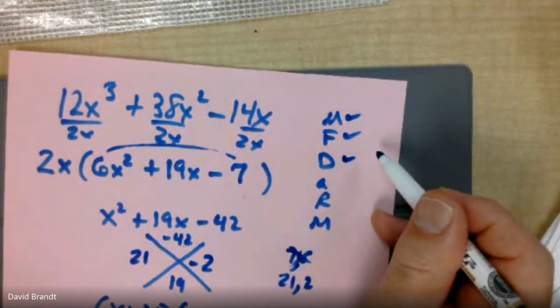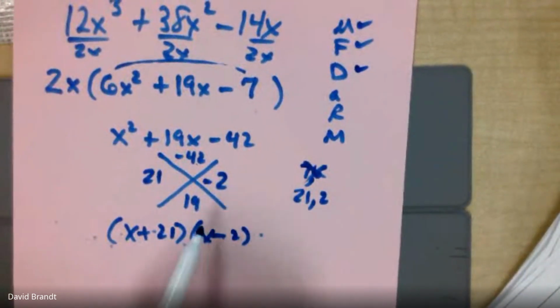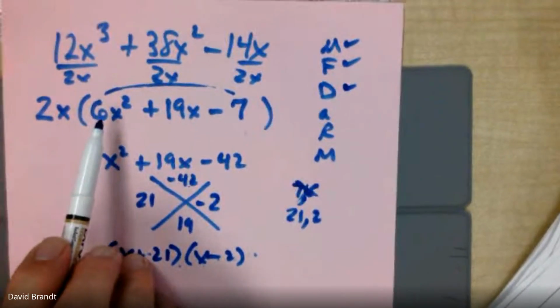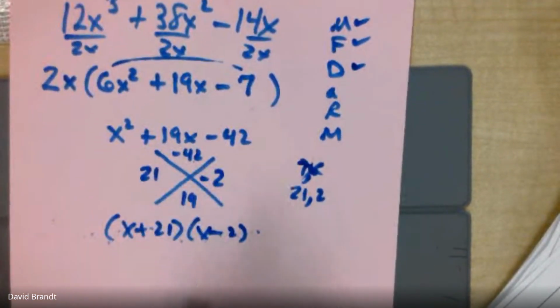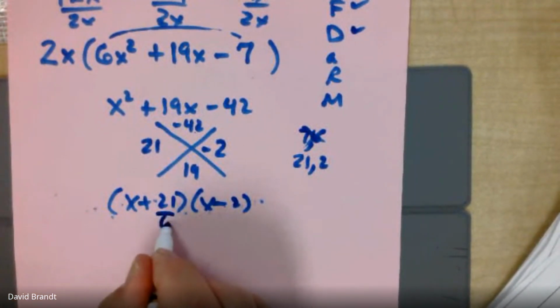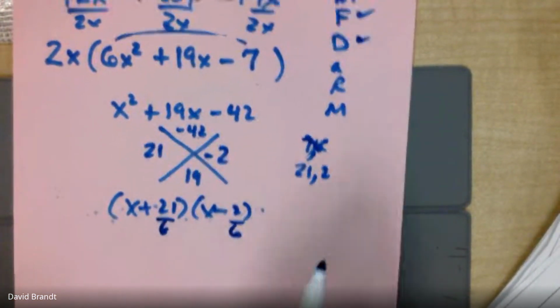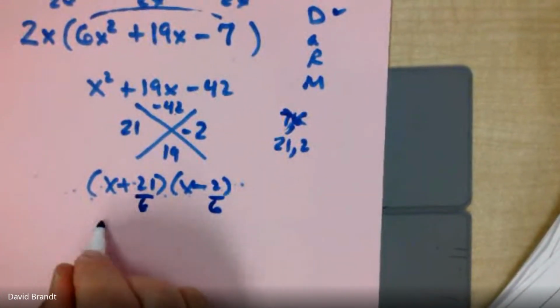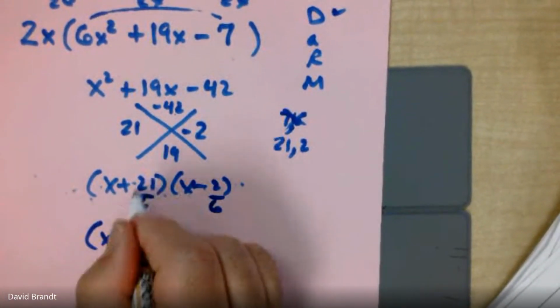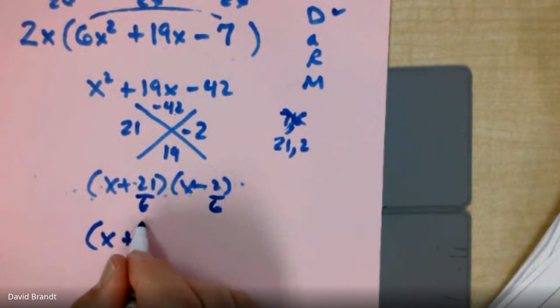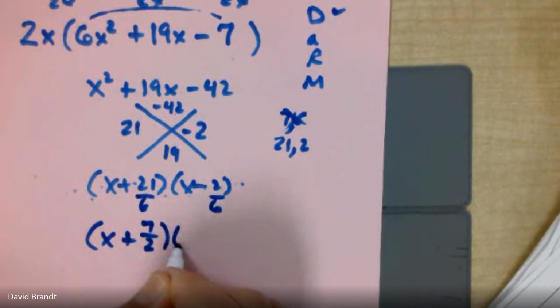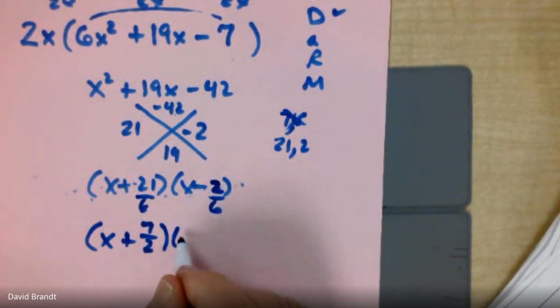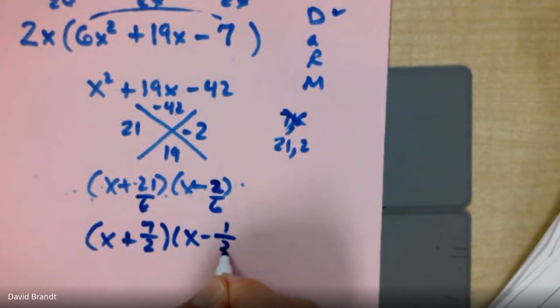Now we have to divide. That's what the D stands for. What do you divide by? Whatever number you peeled off and multiplied by 7, that was a 6. We've got to put the 6 back. That's the divide step. Now, the next is the reduce step. Do these reduce? Yes, they do. 21 over 6 divides by 3, so that's going to be 7 over 2. 2 over 6 reduces by 2, so that's going to be 1 over 3.